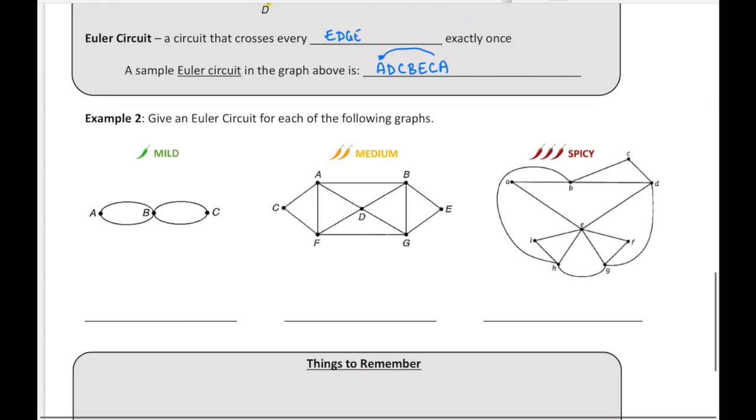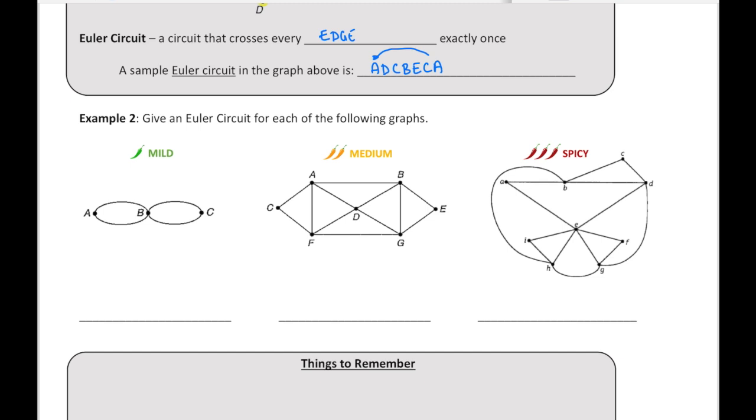I'll leave it to you to try out those examples. The mild might be a little bit easy, on up to the spicy. Each of these does have an Euler circuit. It might take a few tries to get your way through them, but remember, every edge exactly once and return back to the beginning. Where do you have to start?